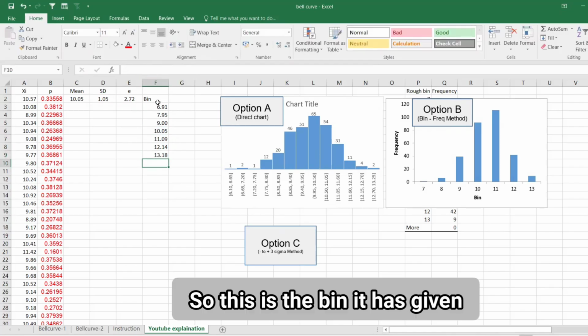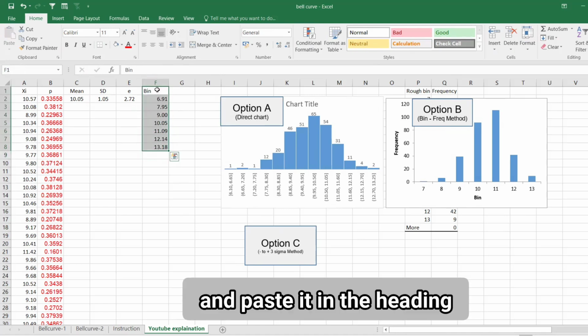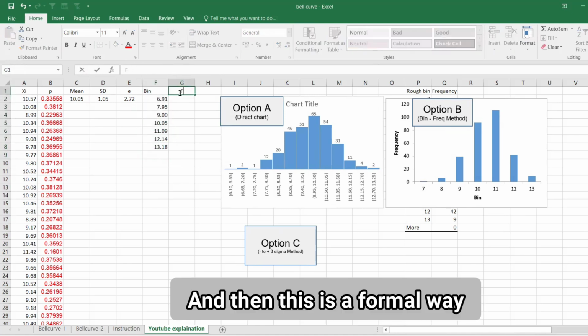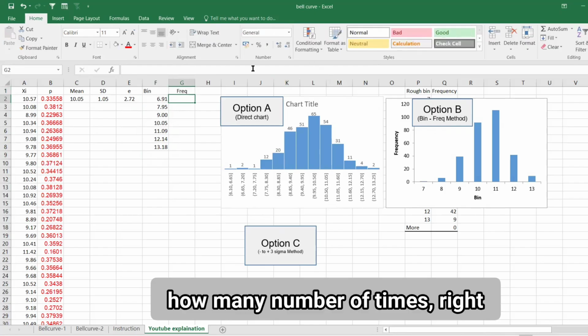So this is the bin it has given. Maybe I will just cut and paste it in the heading. And then this is the formal way. This is the correct way, right? So let's count how many number of times.